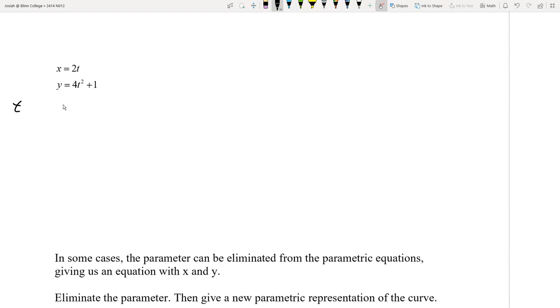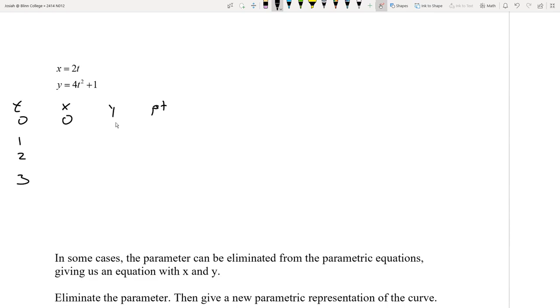We encounter it the same way: t, x, y, and then a point. And in this case, we see that x is just 2t. It's rather simple. But our y actually has a square on it. So we'll go ahead and see how that makes a difference here.